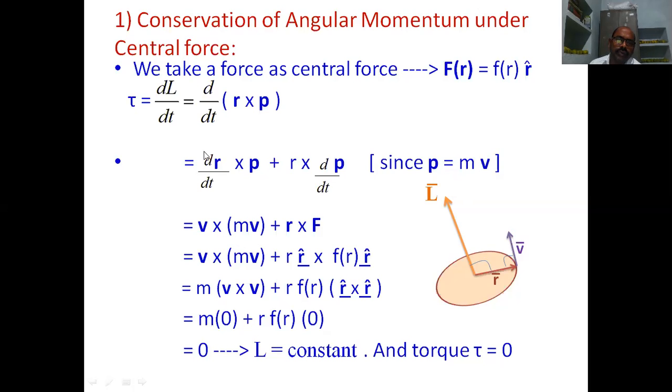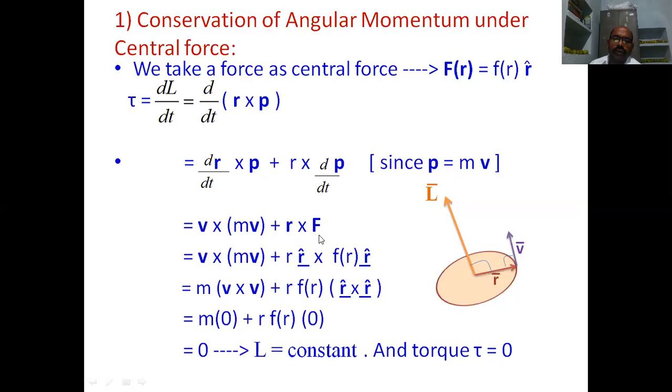So in this first term only, mv cross mv bar plus r bar cross f bar. So dp by dt is force. The rate of change of momentum is force. So therefore we are writing in this way. In the next step, we are writing whatever the f.